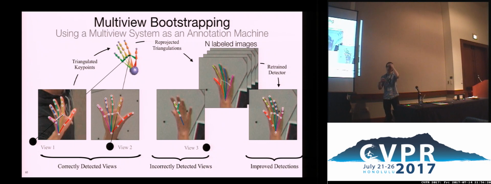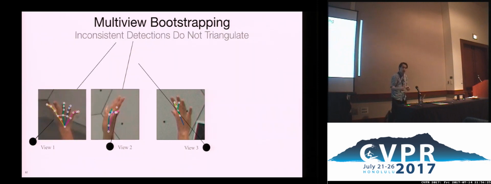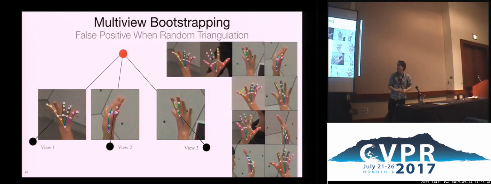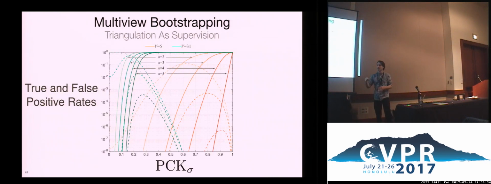So just to give an idea of why this works and when it won't, right? It's not magical. It works because inconsistent detections, so bad detections, will not triangulate to a unique 3D point, right? That's the way that we're discarding bad detections here. But when you have enough camera views, even 30 is enough, you sometimes get false positives. We can quantify exactly how many camera views you might need for a given quality.